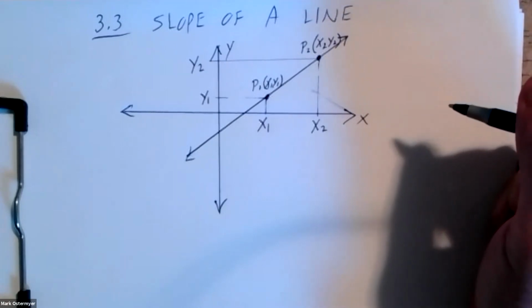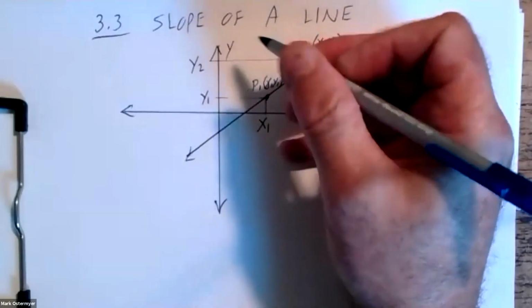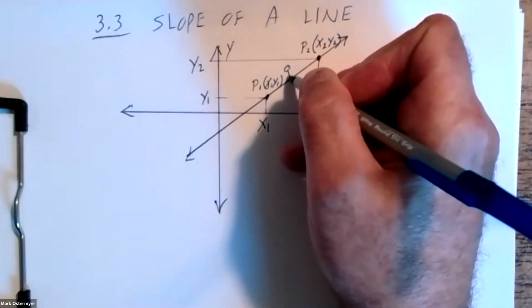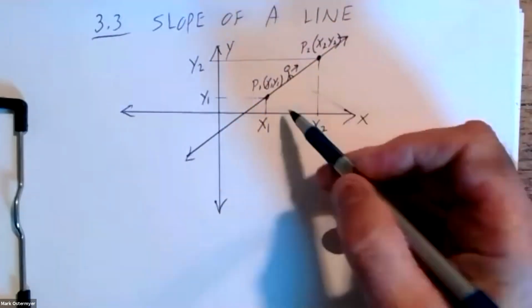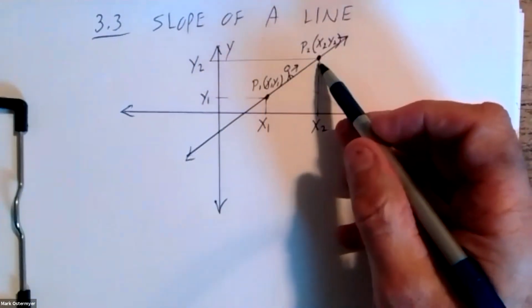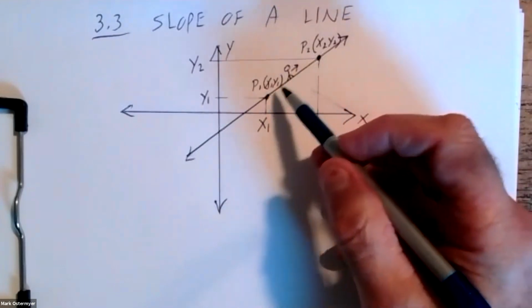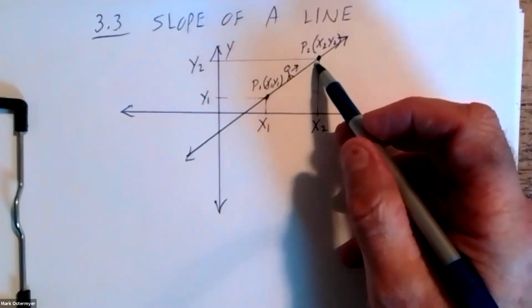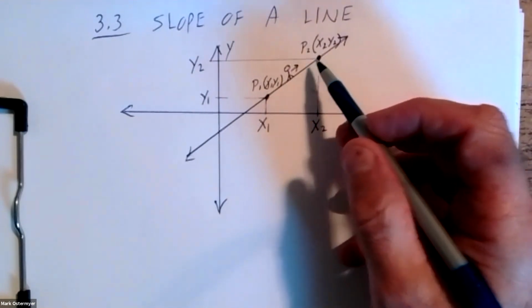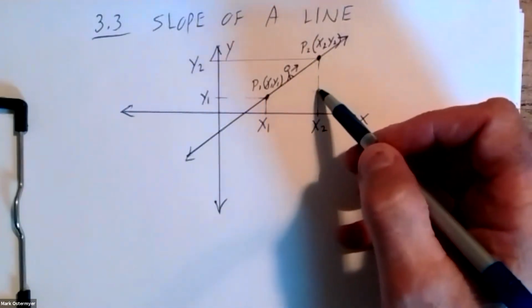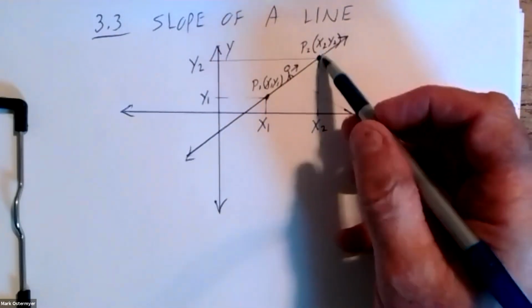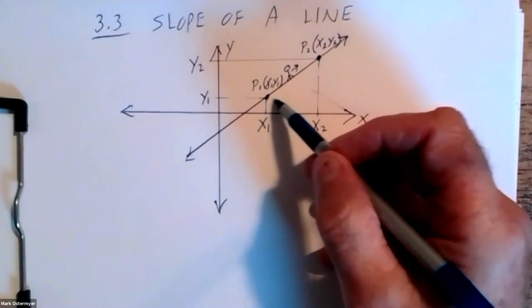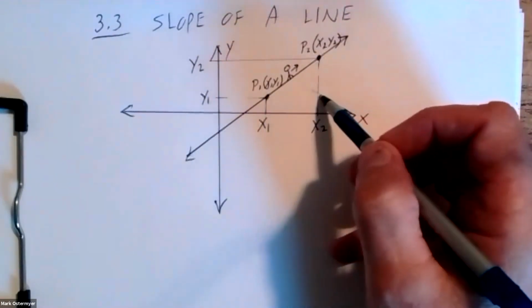Okay, now suppose that we have a person walking along this line from point P1 up to point P2. As this person walks along this line from this point to this point, they're going to experience two changes. They're going to experience a vertical rise, and they're also going to experience a horizontal change, or horizontal run.